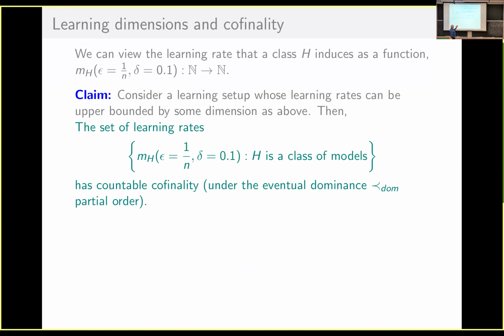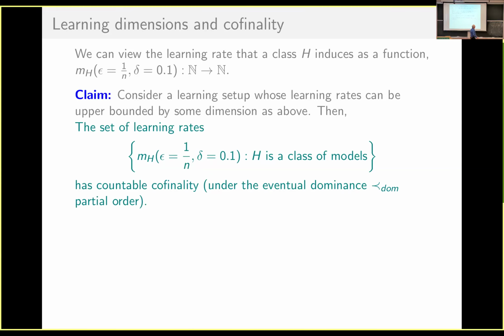we can view those learning rates as functions from the natural numbers to the natural numbers. If I have some learning rate, I can put epsilon to be 1 over n and fix delta. Delta is not playing a big role here, so let's fix delta to 0.1. And now those learning rates are functions from natural numbers to natural numbers.